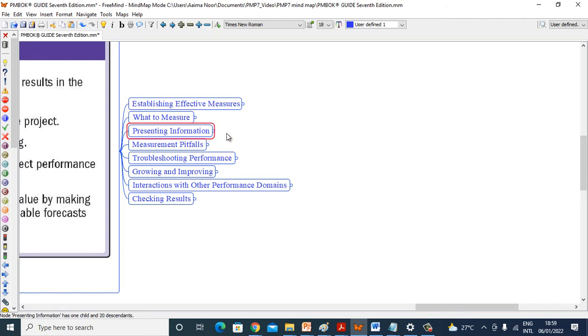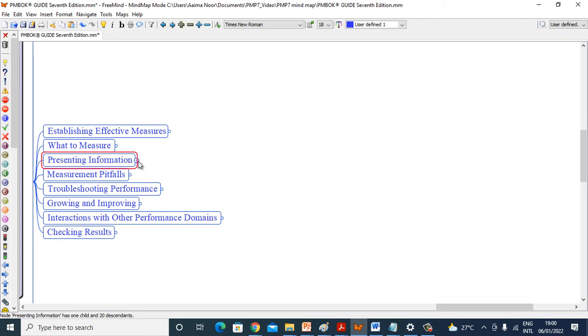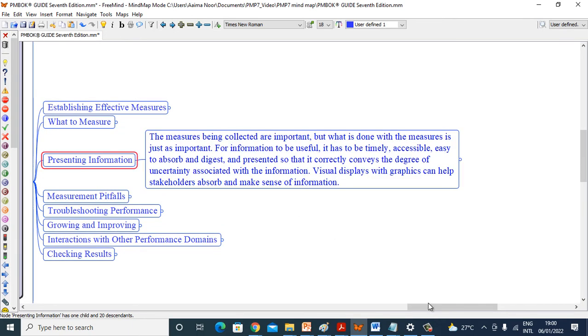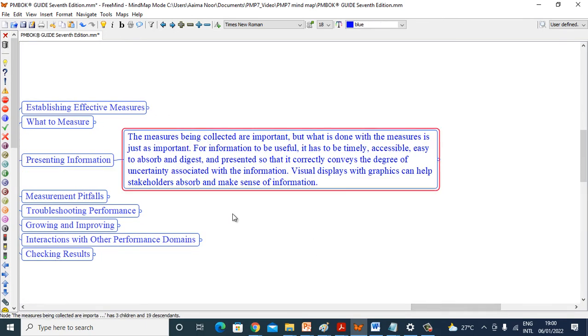Now we'll go to next, that is presenting information. Presenting information. The measures being collected are important, but what is done with the measures is just as important. For information to be useful, it has to be timely, accessible, easy to absorb and digest, and presented so that it correctly conveys the degree of uncertainty associated with the information. Visual displays with graphics can help stakeholders absorb and make sense of information.